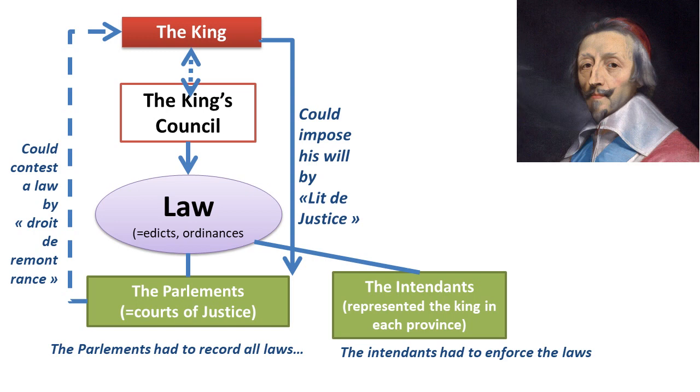So with the intendants, there was another step in the building of a centralized state, where from the head of the state, from the king in Paris, a good control, a good grip on every province of the kingdom was made possible.